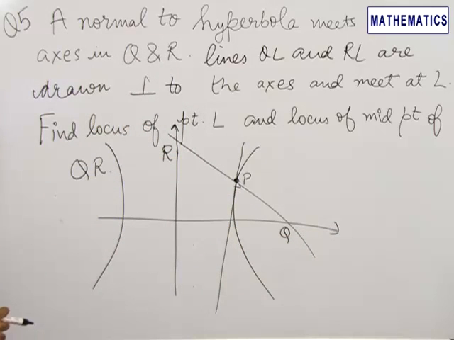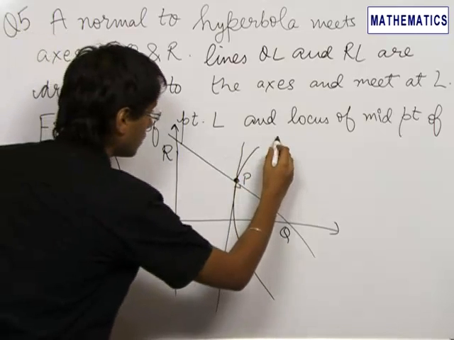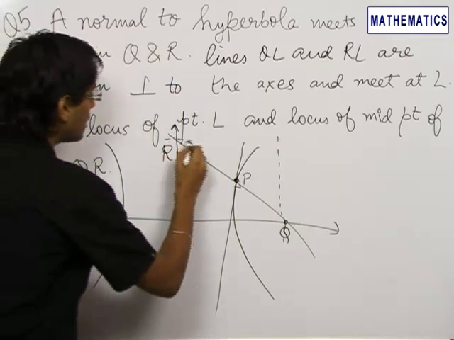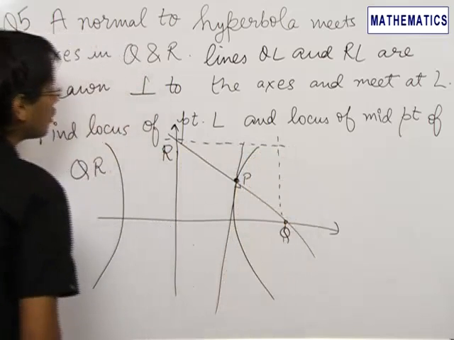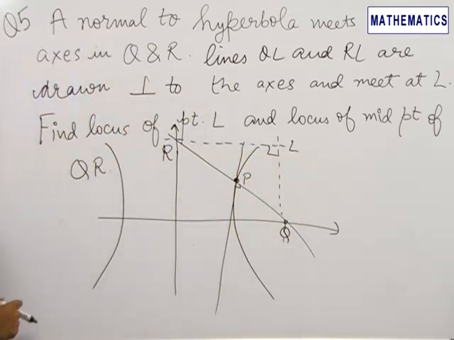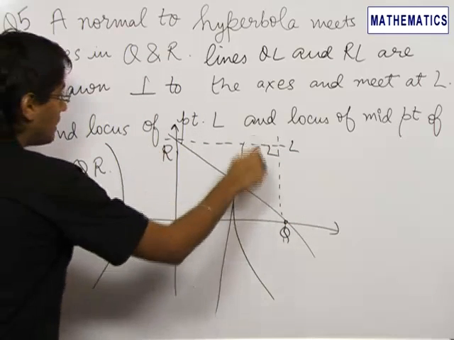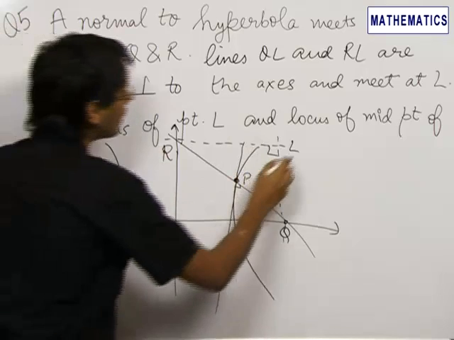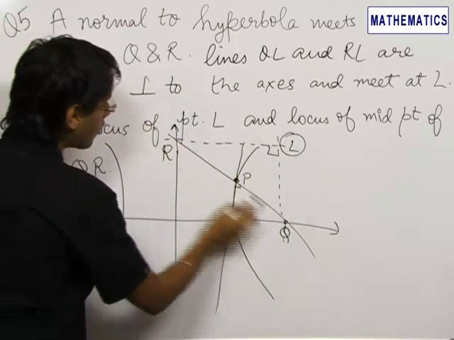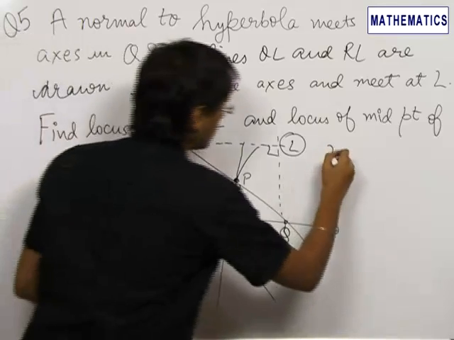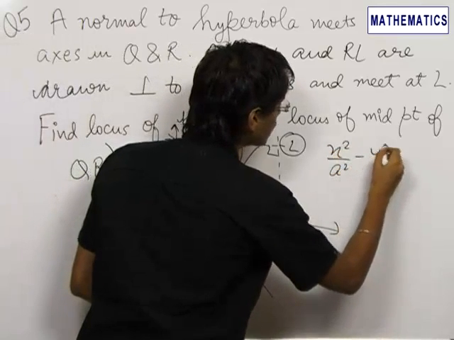We need to find the locus of point L such that QL is drawn perpendicular to the x-axis and RL is drawn perpendicular to the y-axis and they meet at L. In other words, a rectangle has been completed by joining QL and RL. We need to find the locus of L and the locus of the midpoint of line QR. First of all, the hyperbola is x square by a square minus y square by b square is equal to 1.